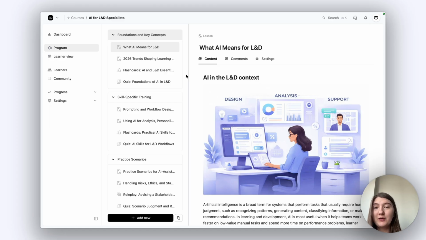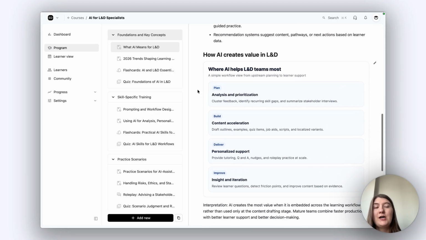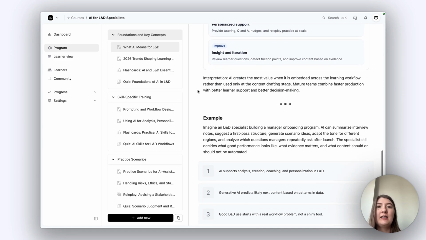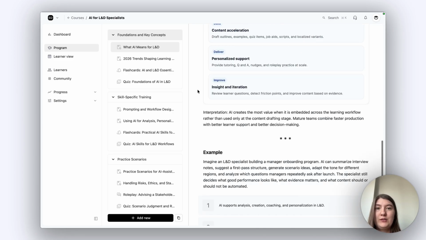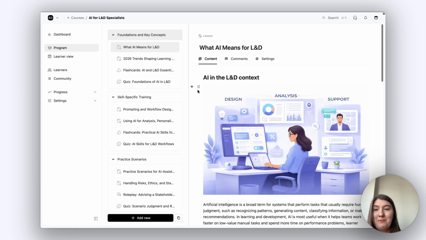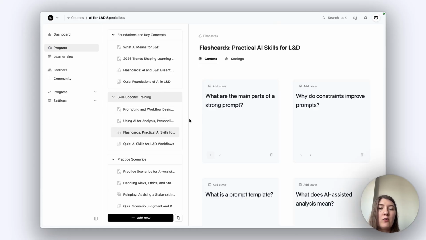So, if we put it all together, a simple and effective upskilling program might include foundations and key concepts for your learners to actually see and explore all important details that they need. Second, skill specific training. Whenever you are going through some skill training, you should understand what sort of a skill that is and how actually it could be implemented into their work.